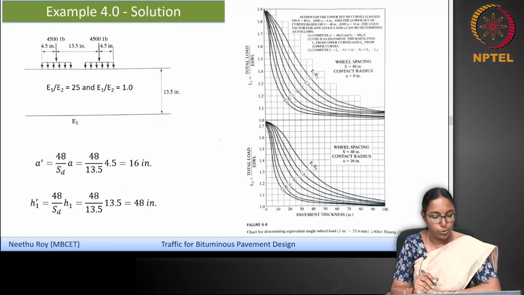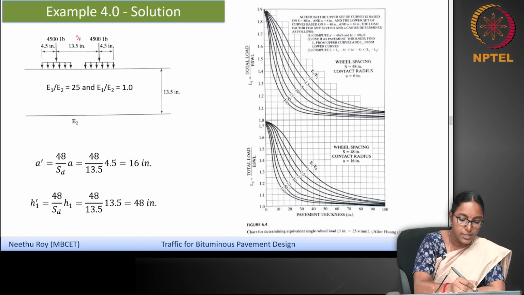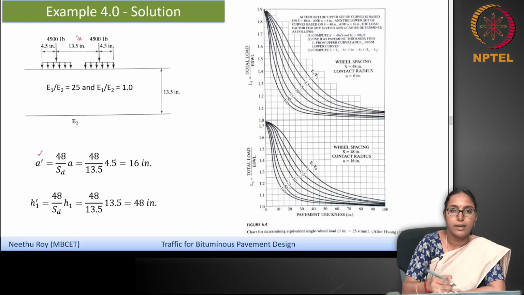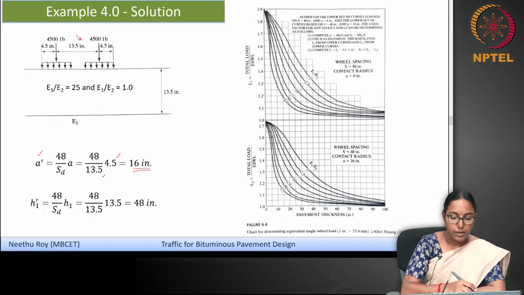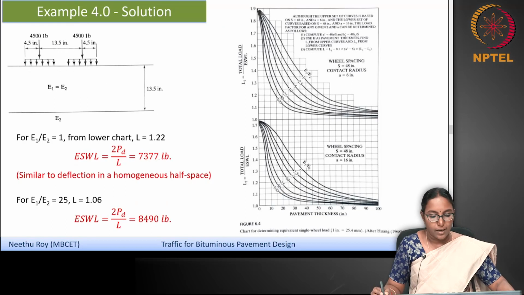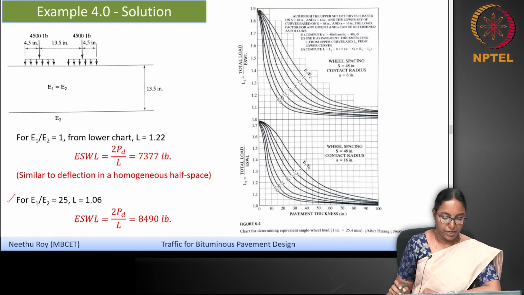So let's use this approach. So first of all, what we have seen is that SD is not equal to 48. So you can't directly read from this chart. So what you have to do is that you have to get A dash, which is given by 48 by SD into A, where A is the contact radius. So it's 48 by 13.5 into A, which is 4.5, you get it as 16 inch. Okay. And you have to find a new thickness, which is H1 dash, which is 48 by SD into H1, you get it as 48 inch. Now let's see the chart. You see that first of all, let's see that E1 by E2 is equal to 25. Okay.